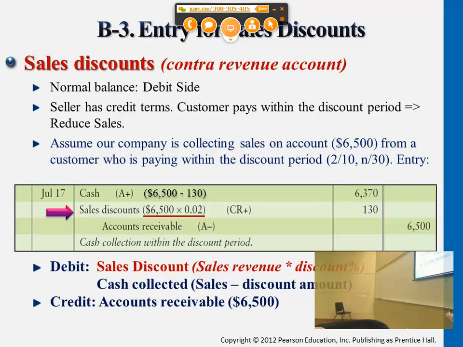Okay, so you see in the middle here, without the discount, it would simply be cash and accounts receivable. That's all. Without the discount, it would be fully $6,500. Debit cash, credit accounts receivable.